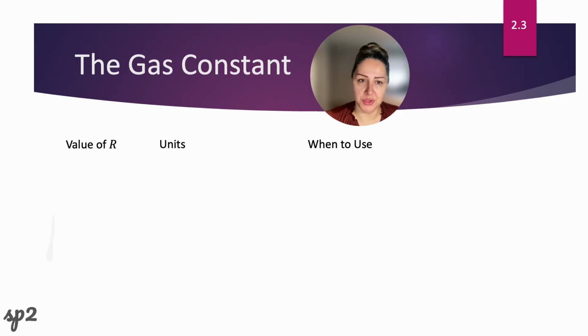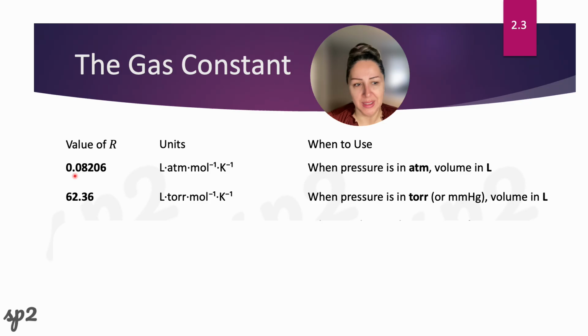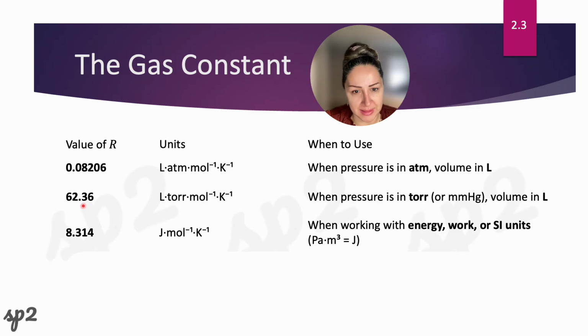Okay, so as I mentioned, there are a bunch of different gas constant units, and here is a summary of them. The first one is 0.08206, and that is the one where the pressure is in atm and the volume is in liters. The second one is 62.36. That's for the case where we have the pressure in torr, or potentially in mmHg, and the volume is still in liters.